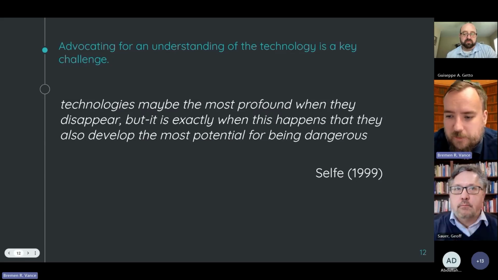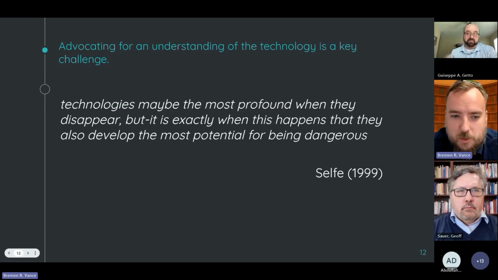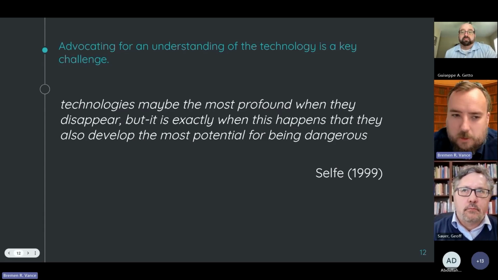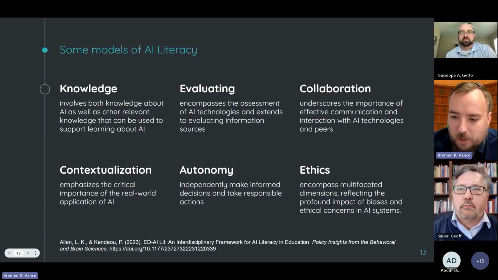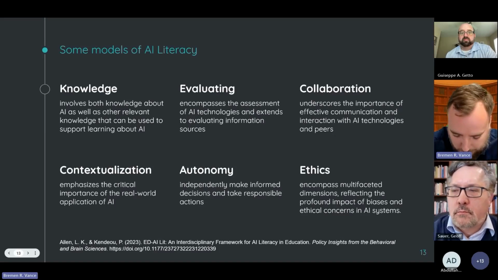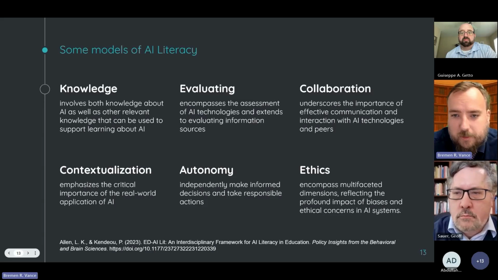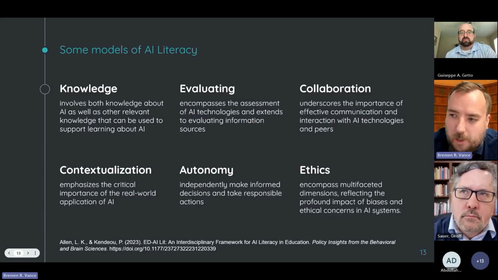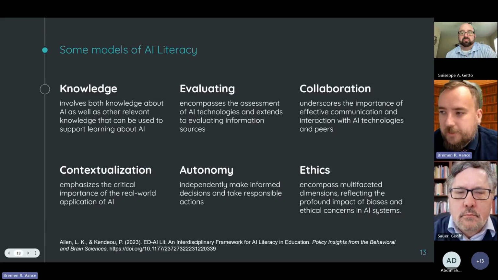So kind of keeping things visible, as I heard in the previous presentation, I think it was Nupur, talking about making AI visible and paying attention to how things work is a pretty big deal. In my slides, I have a number of AI literacy models that I've pulled from a few different places to think about what it means to be competent with AI. Here is a 6-part model that focuses on knowledge, evaluation, collaboration, contextualization, autonomy, and ethics. And we've heard certainly about some of these topics in the presentations today, and many of the presentations about AI over the last many months and years.